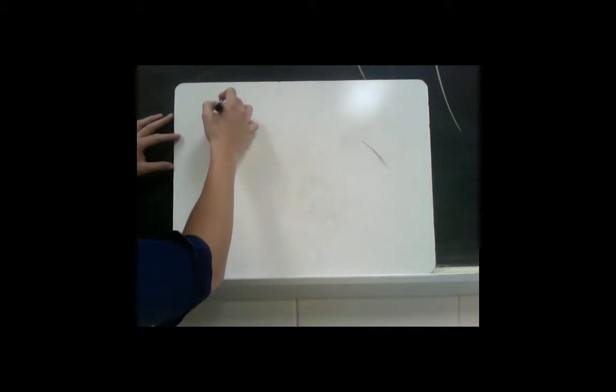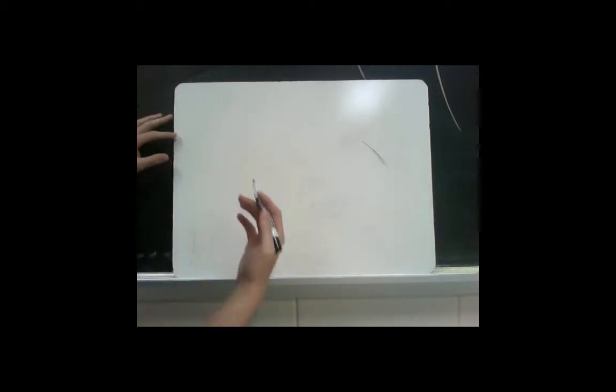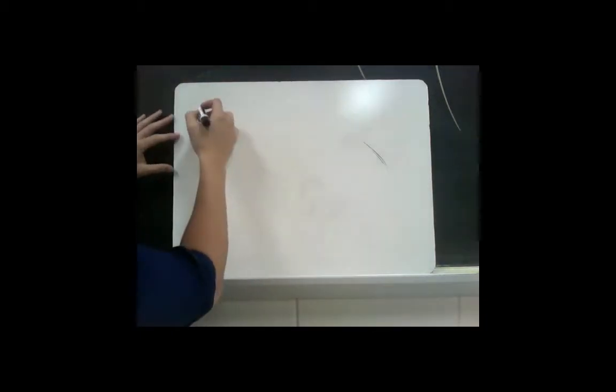Hello ladies and gentlemen, today we're going to learn about Atwood machines. So an Atwood machine is a system that a scientist named Mr. Atwood designed so that he could study the motion of objects. What I'm going to show you today are two different versions of Atwood machines.